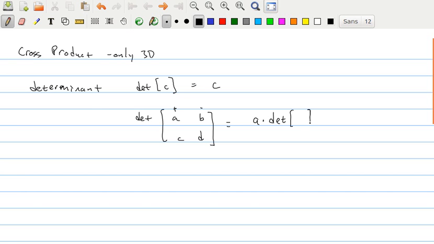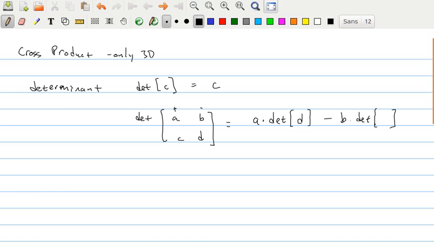And to figure out what goes in this determinant, we cover everything in the same row and column as the A. So if we cover everything in the same row or column as the A, the only thing left over is the D. So the D is what goes in this determinant. That's our first term. Next up, we're going to subtract B times a determinant.